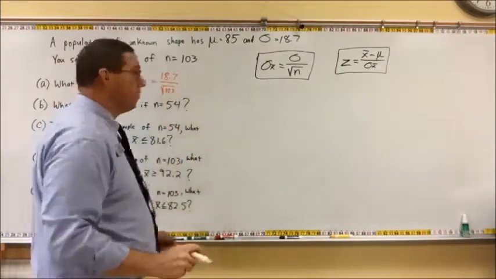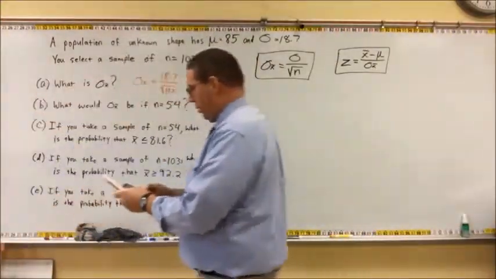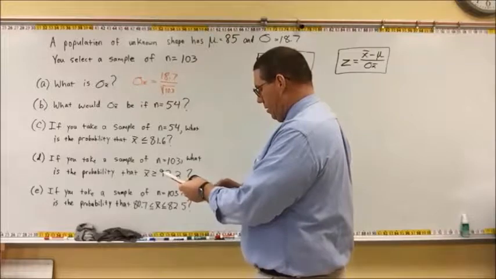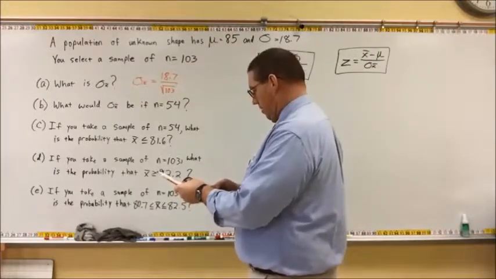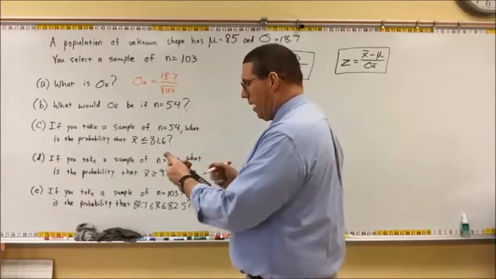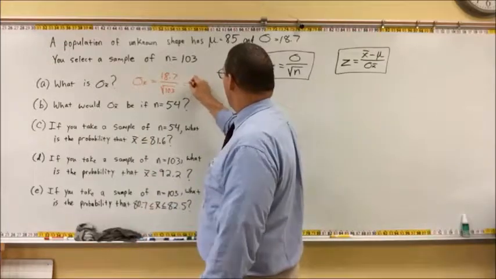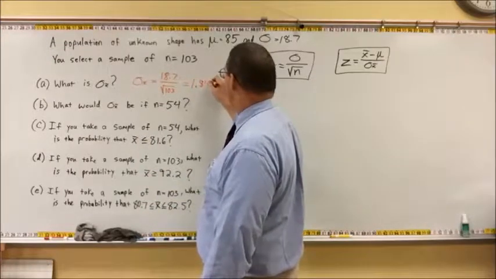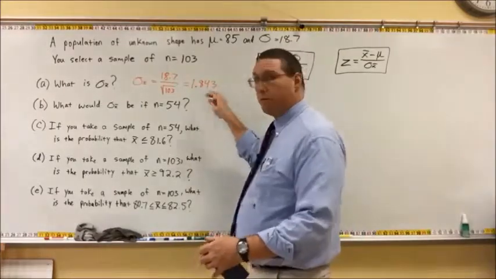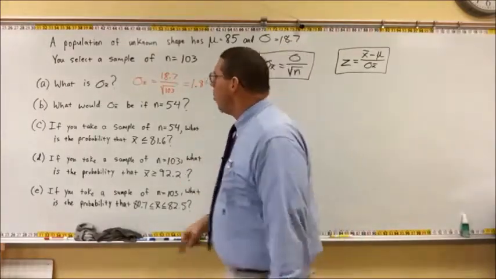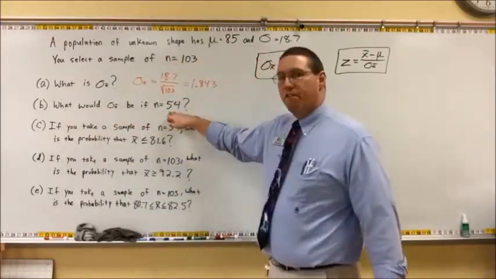So we need a calculator to be able to do this. All right, let's grab a calculator, and we're going to do 18.7 divided by the square root of 103. And we get 1.843. That's rounded. It's actually 1.84256, but I rounded this up to 3. Okay? Now it says, well, what would the standard error be if your sample size was 54?